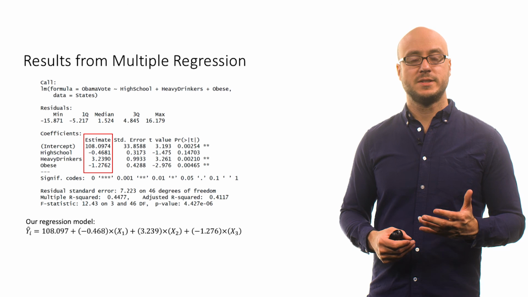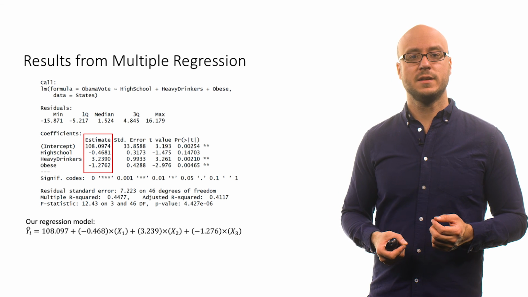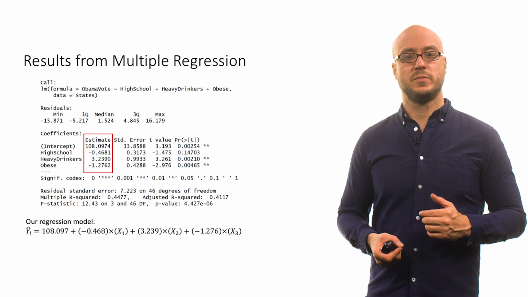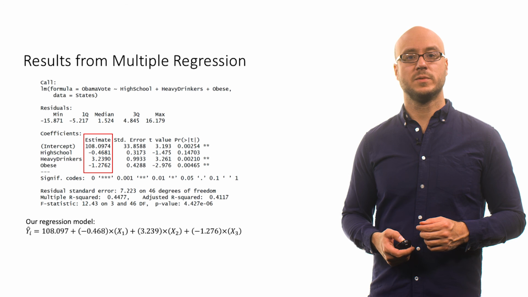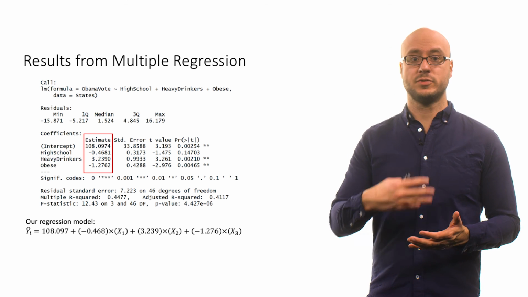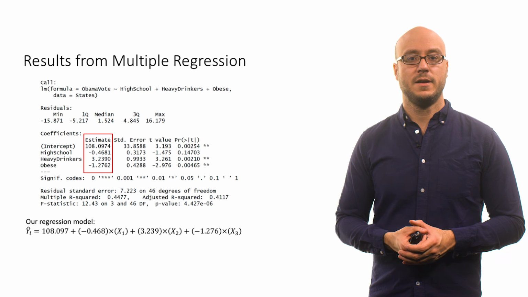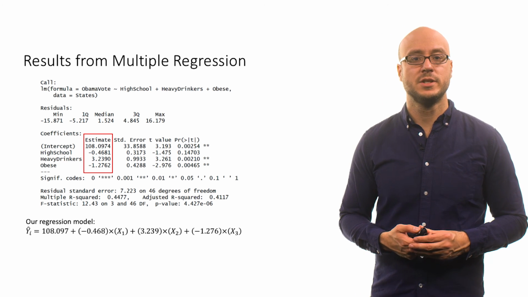In a similar way, you might say that the higher the percent of obese people in a state, the lower the percentage of people you'd expect to vote for Barack Obama, controlling for the other variables in the model. High school is not a statistically significant predictor, treating this data set as a random sample from some population.